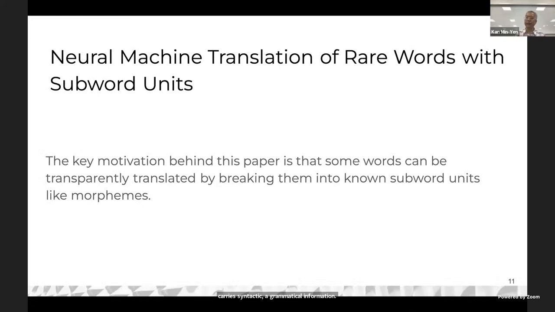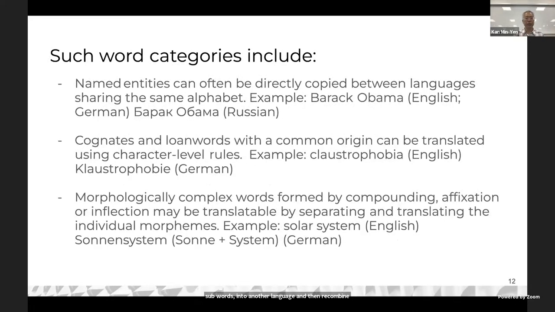Okay, so there are lots of different ways to do tokenization. One that Bhavitya covered is this paper on NMT, neural machine translation, looking at subword units, right? And he writes here, one of the key motivations is that some words can be easily segmented into known subwords, and then we can translate those subwords into another language and then recombine them into a single word, okay?